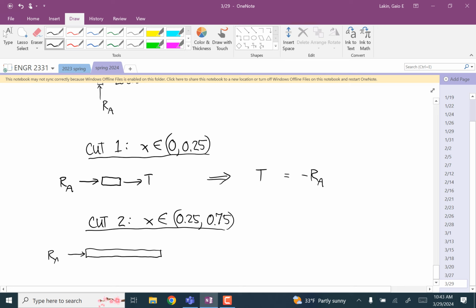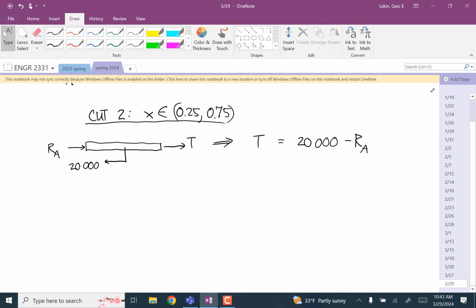So now we have RA, the 20,000 Newton force, and the internal tension. So the internal tension is equal to 20,000 minus RA. That should be 0.25 to 1, right? For x, to 1, yeah, thank you. So far everything looks exactly the same as it did in the first example.